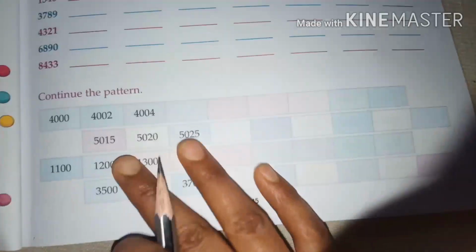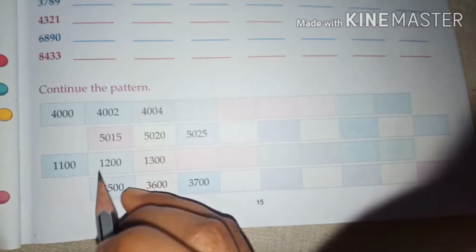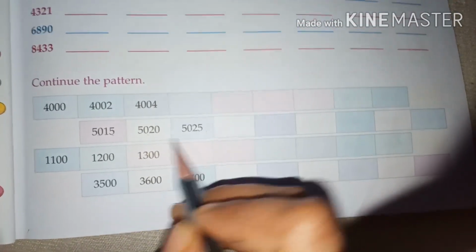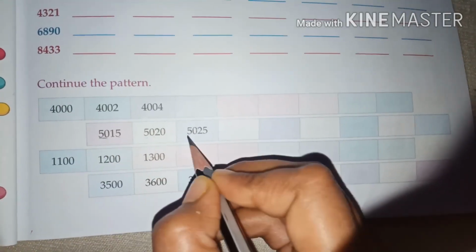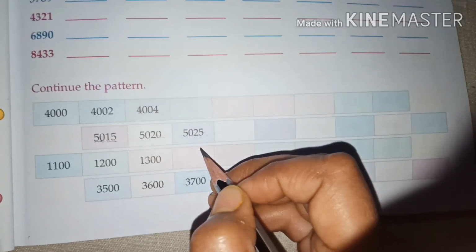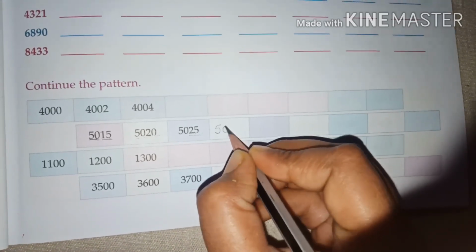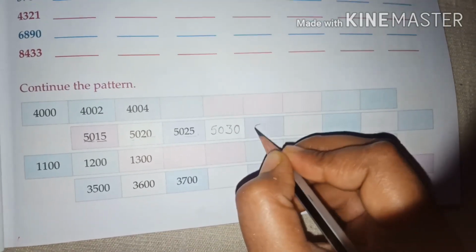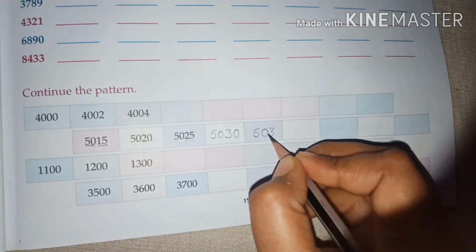Okay, now continue the pattern. I have told you this question last time. Now I am going to tell you this question. It is 5015, 5020, 5025. As you can see, 5000 is same in all, and then 0 is there. Then we have 15, 20, 25. That means we are adding 5 with each number. So what will be our next number? If 5 is added to 5025, it will be 5030. If 5 is added to 5030, it is 5035.